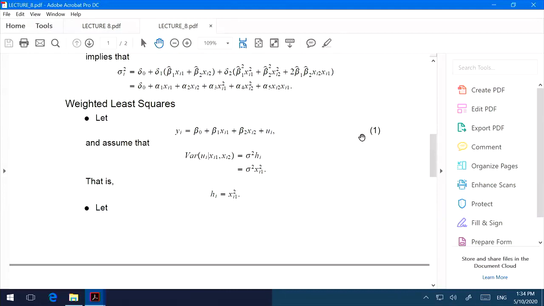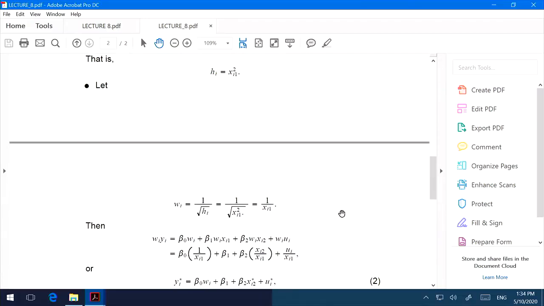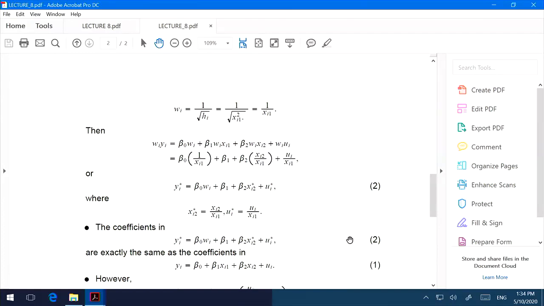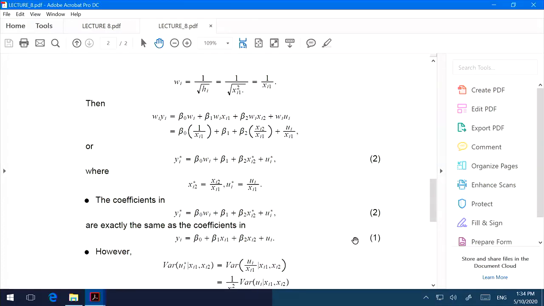So there's my original model, equation 1. I assume that hi is xi1 squared. And that gives me my transformed model, equation 2. Notice that the coefficients in equation 2 are exactly the same as the coefficients in equation 1. Beta naught, beta naught, beta 1, beta 1, beta 2, beta 2. So when I estimate equation 2 by OLS, I'm going to get estimates of the coefficients of interest, beta naught, beta 1, and beta 2.